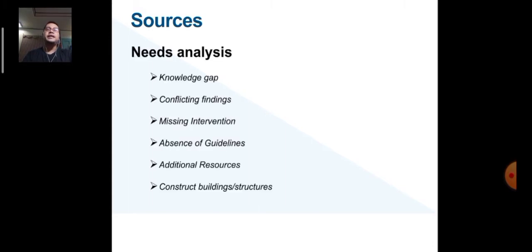Okay, needs analysis. What's under needs analysis? Under needs analysis are the following. One is knowledge gap. So when you talk about knowledge gap, you don't know the answer. Sometimes it talks about the things that you are not doing yet right now. So you need to find it.